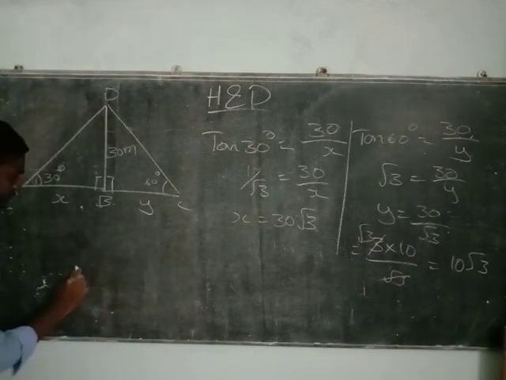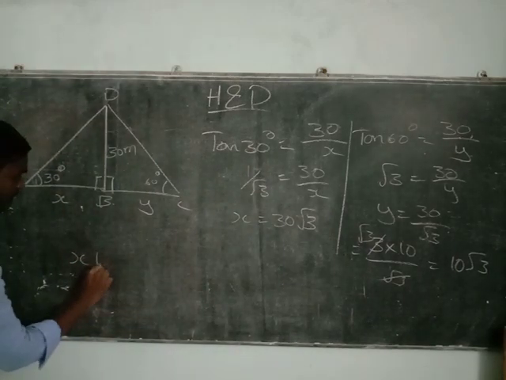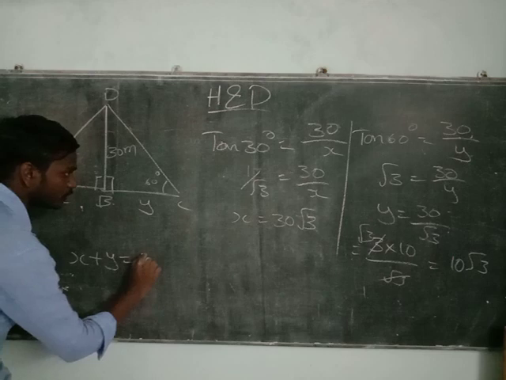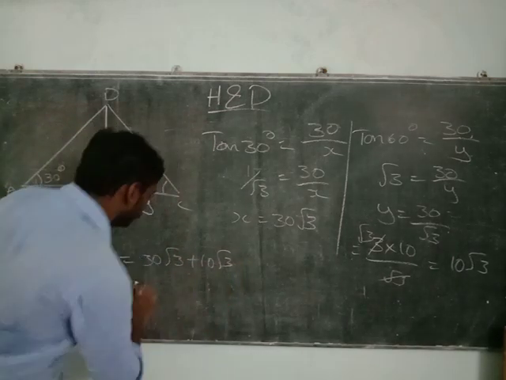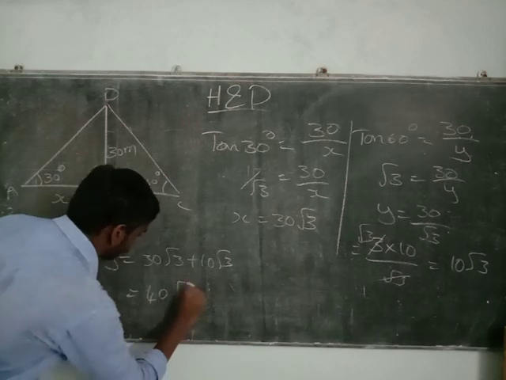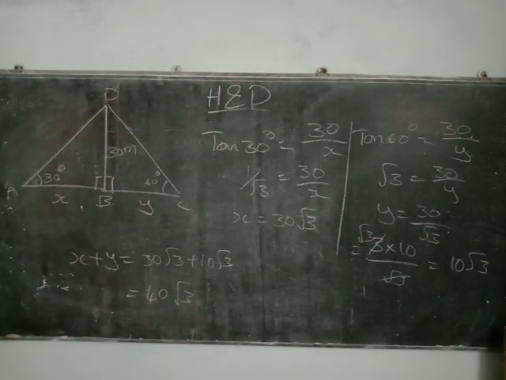The total distance between A and C is x plus y, that is equal to 30 root 3 plus 10 root 3, that is equal to 40 root 3. This is another important question.